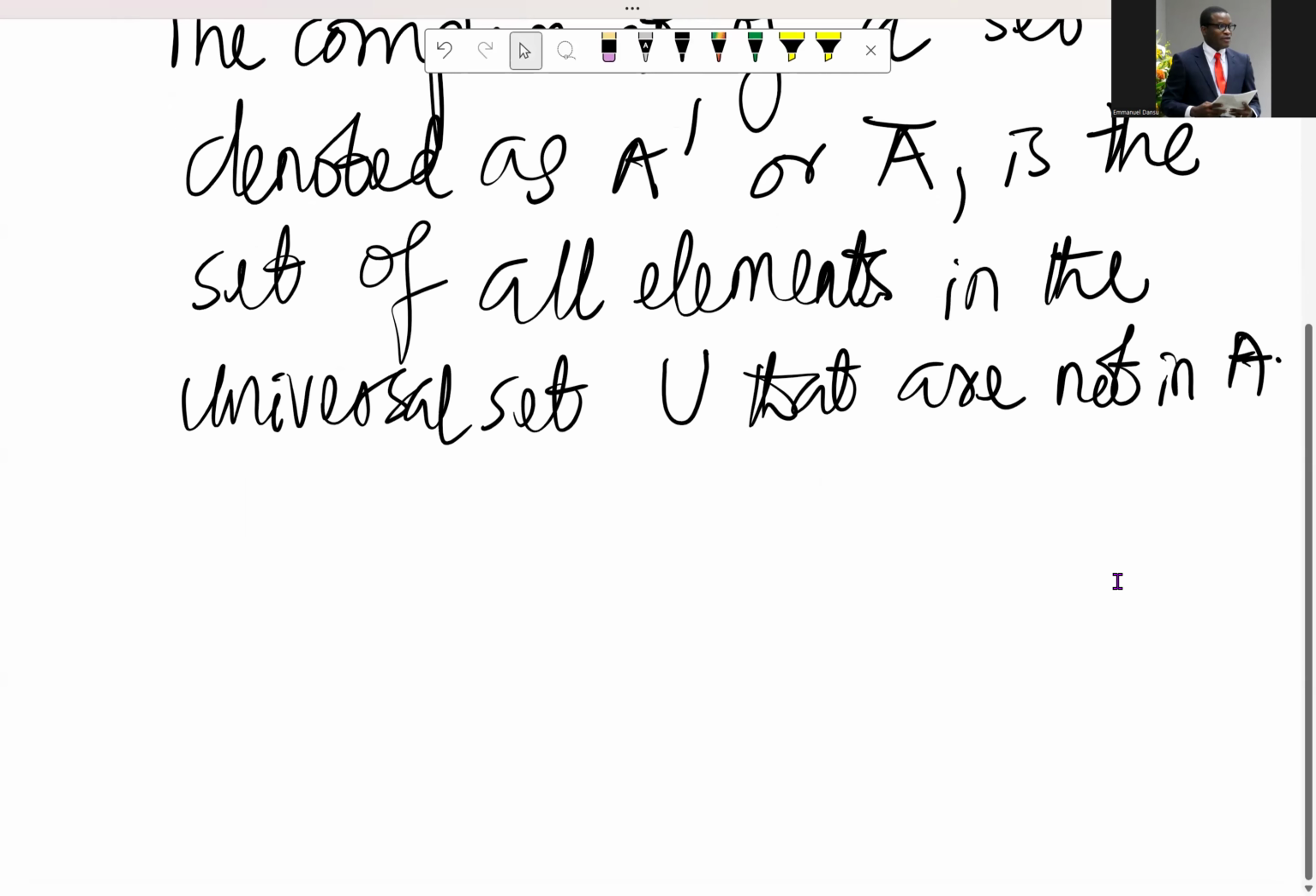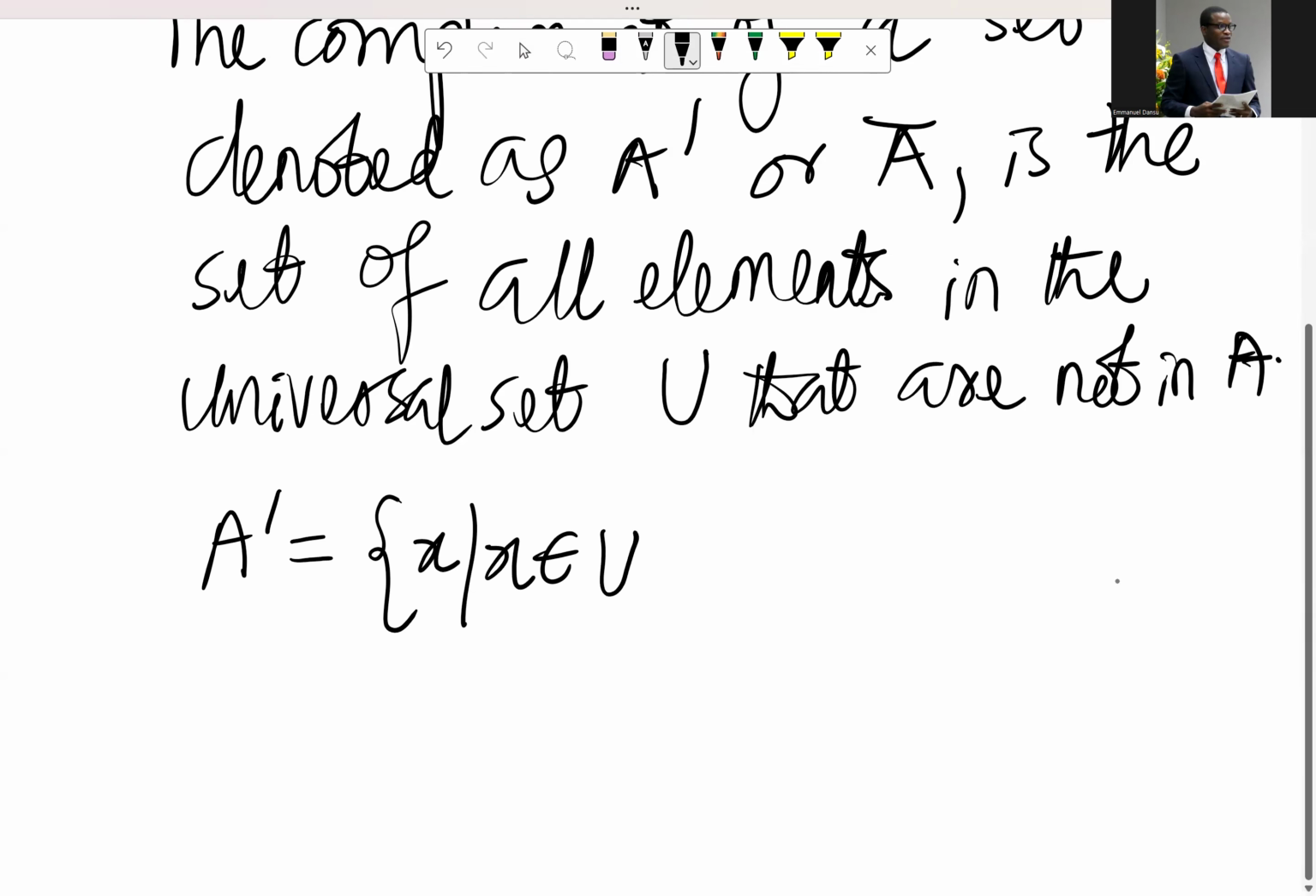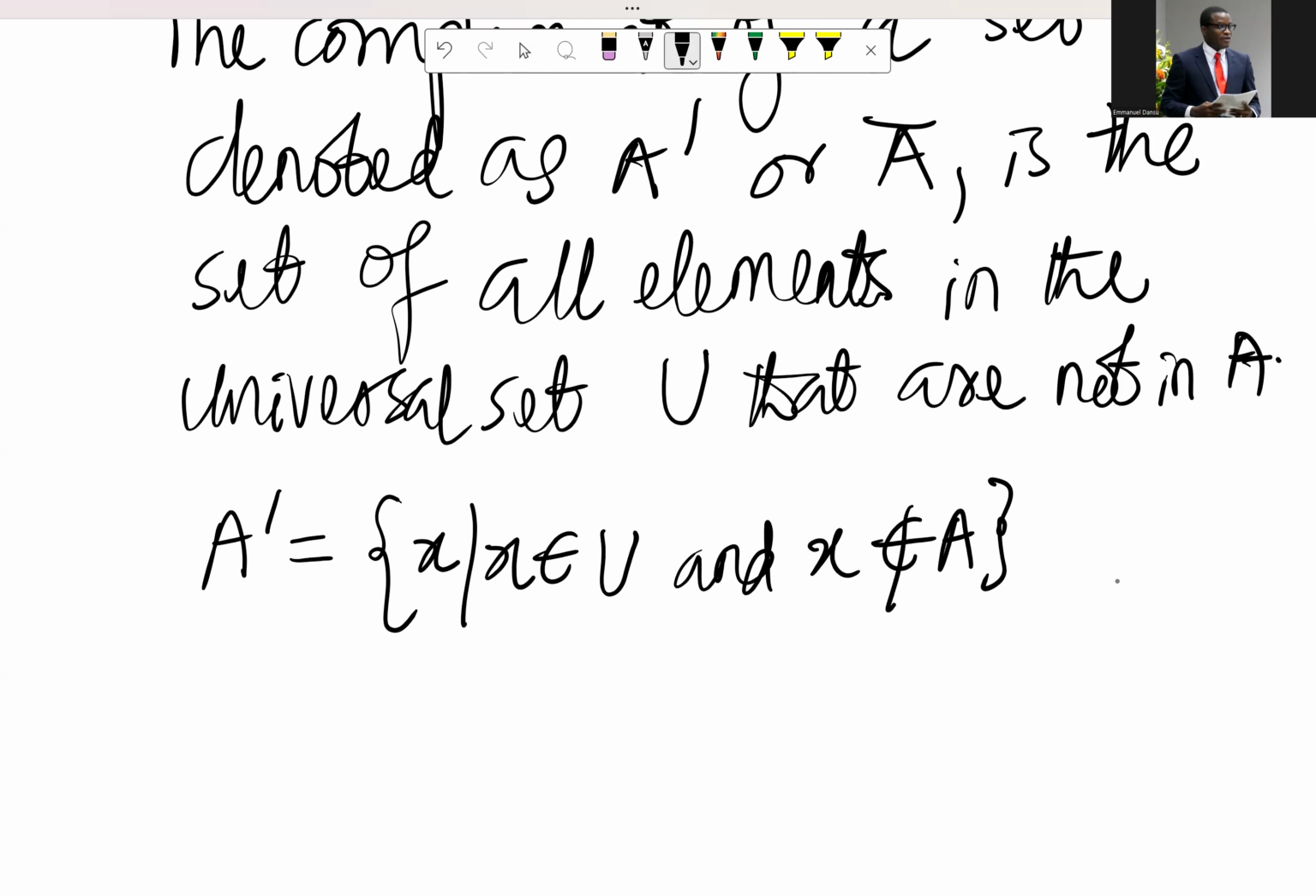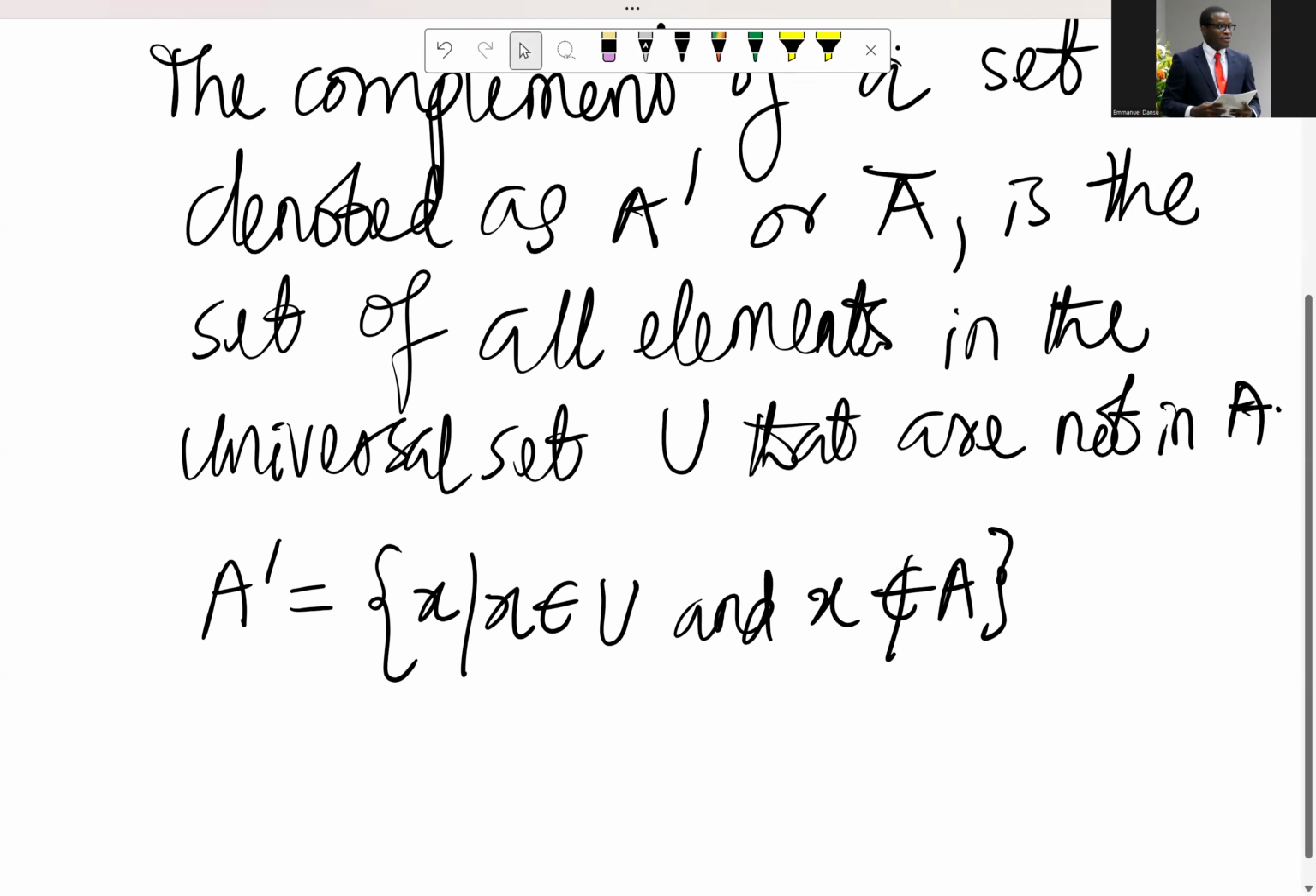So how do we show this? We can say that the notation for A complement is the set of all X such that X belongs to the universal set, and X does not belong to A. So every element in the universal set that is not in A is said to be the complement of A.